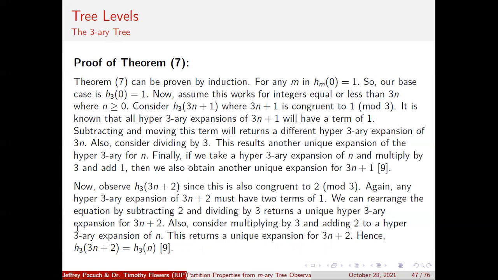We can do this with 3n plus 2 as well. It's the same thing, only in this case you have to see that it's equivalent to 2 mod 3. If we rearrange the terms again, we'll just have those two terms of 2 to the 0. But if we subtract them and divide by 3, you're left with an expansion of n. If you go the other way, we can multiply by 3 and add in that 2, and you're still getting the expansions of 3n plus 2. This proves that the hyper 3-ary partitions of 3n plus 2 are going to be the same as the hyper 3-ary partitions of n.